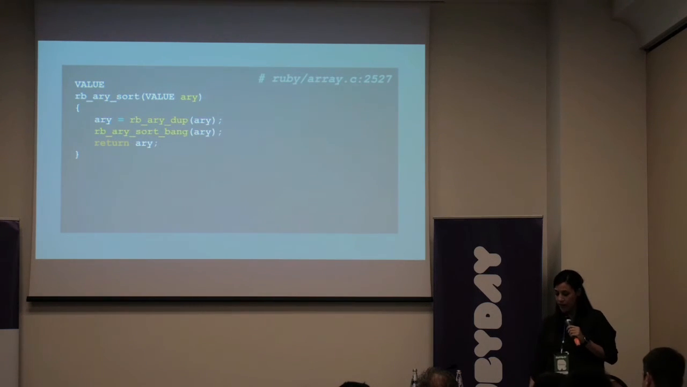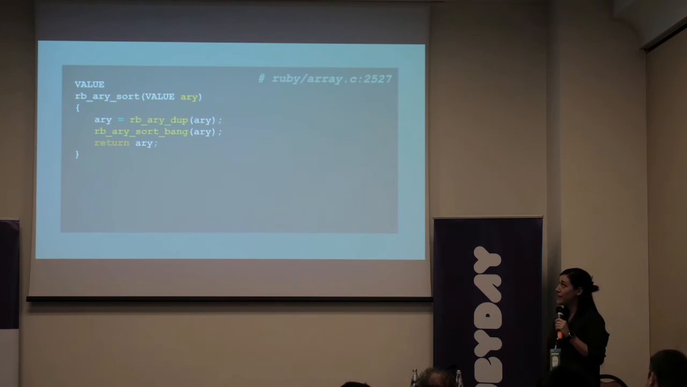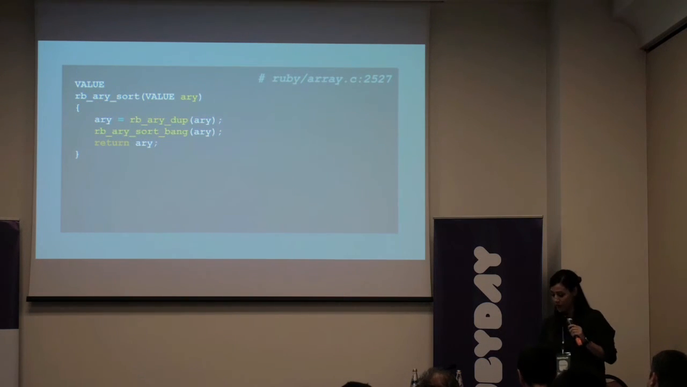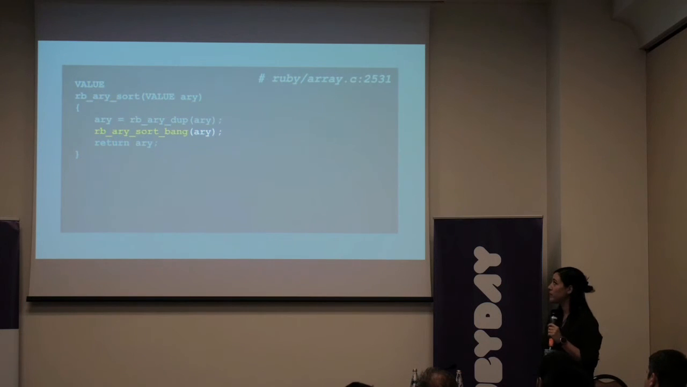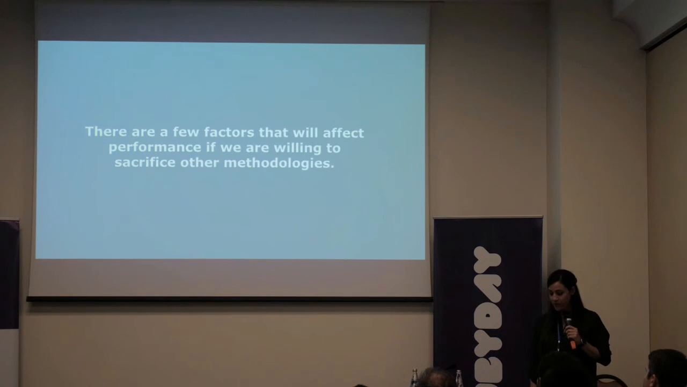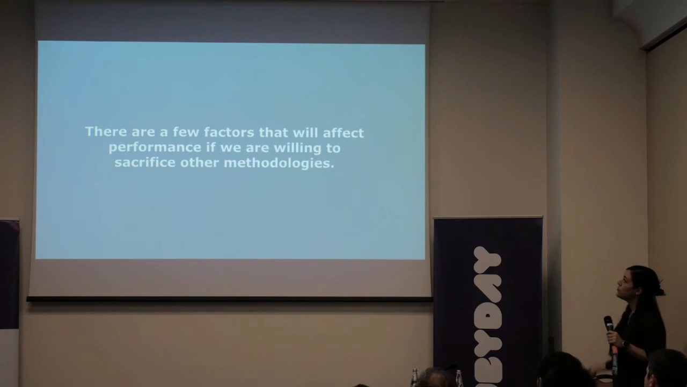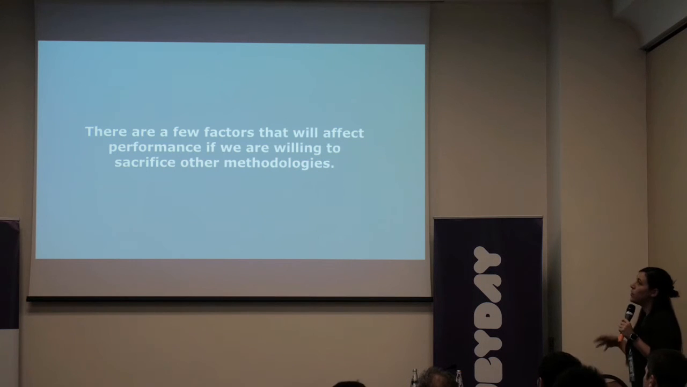So the next part here is sort. As you can see, Ruby sort is actually much shorter than I expected it to be. All we're doing is duplicating the array and then taking the Ruby sort public method and using that and returning an array.